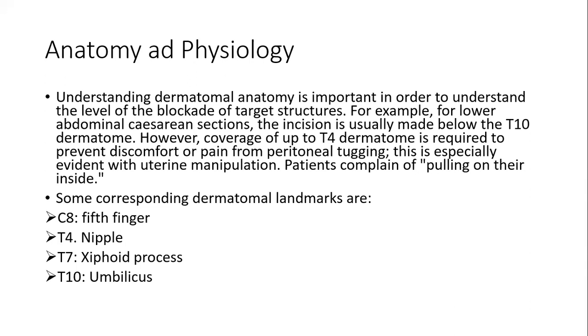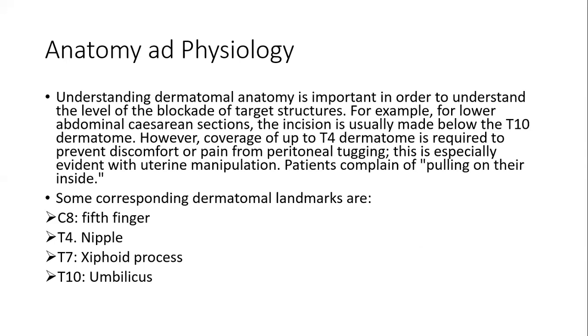For instance, for lower abdominal surgeries, we're going to come through to this very soon. Actually, the incision usually may be below T10, which is the level of the umbilicus. But you want to achieve a spinal block level as high as up to T4, all right, which is at the level of the nipple. This is important to prevent patient discomfort or pain during peritoneal tugging, all right, and a lot of times with uterine manipulation. And patients may complain of pulling on their inside, all right.